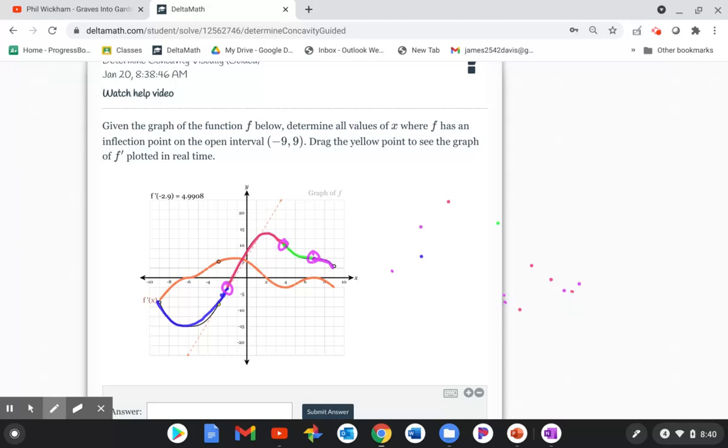There definitely is a max up here. It's a little hard to tell, but there's a max there, right? So there's going to be an inflection point. There's a min right here.